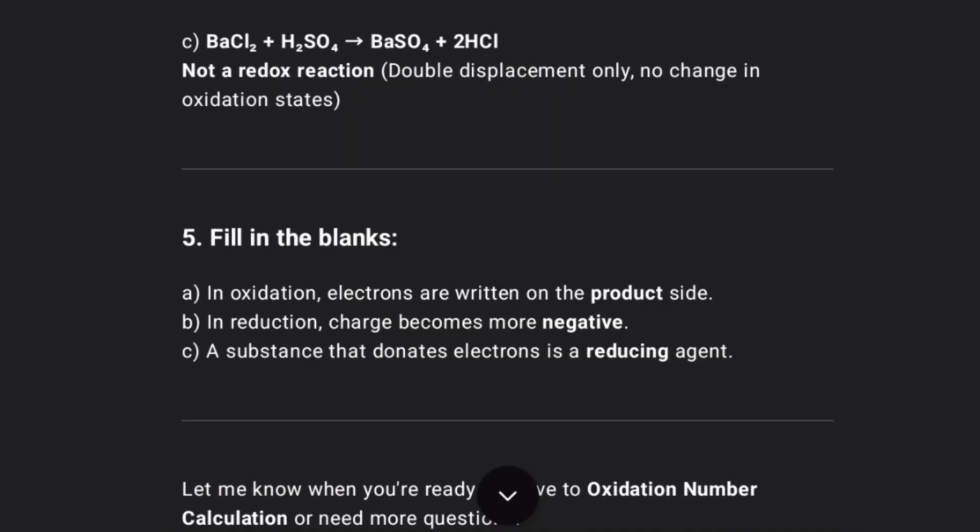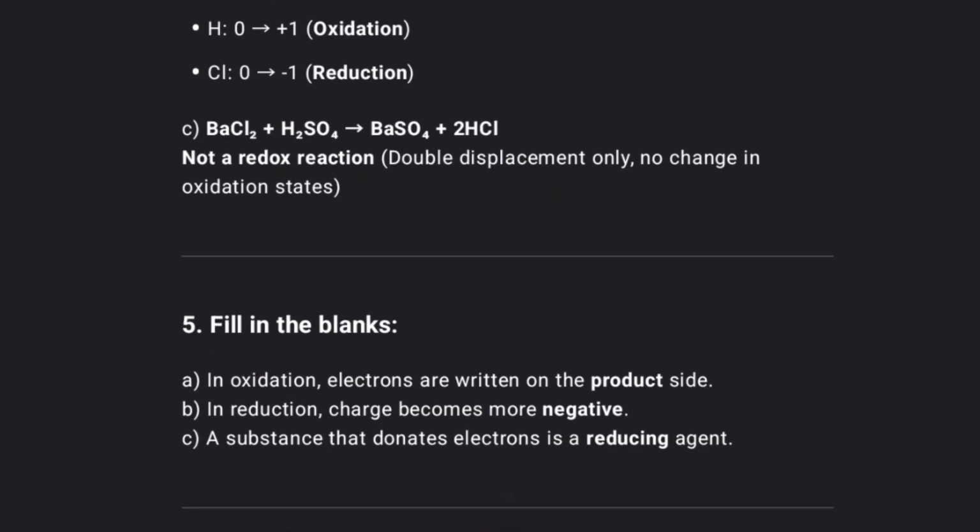A. In oxidation, electrons are written on the product side. B. In reduction, charge becomes more negative. C. A substance that donates electrons is a reducing agent.